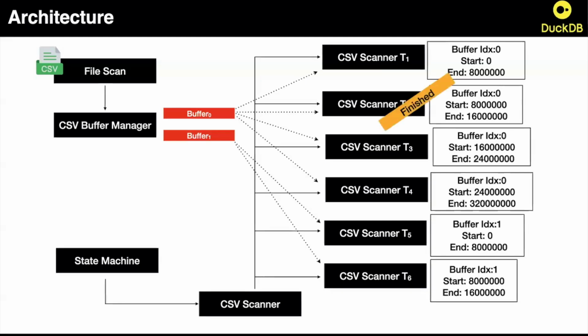And then when thread 2 is finished, it basically gets the next one in the pool, which would be buffer index 1, but now from 16 to 24 megabytes. That's basically how the parallelism works.